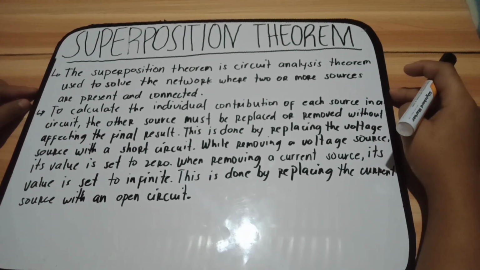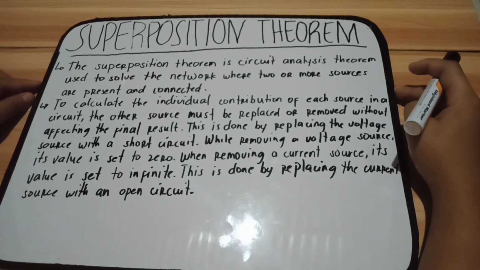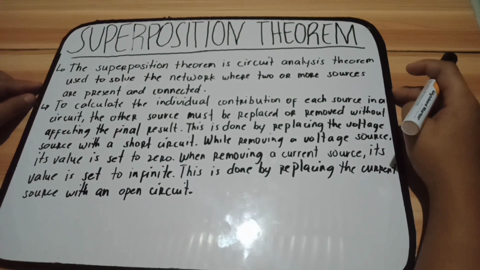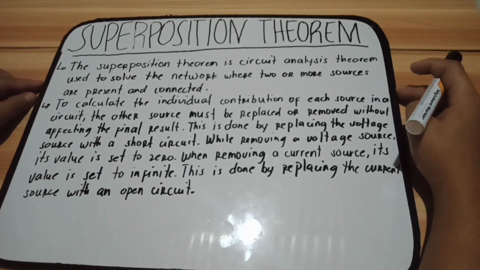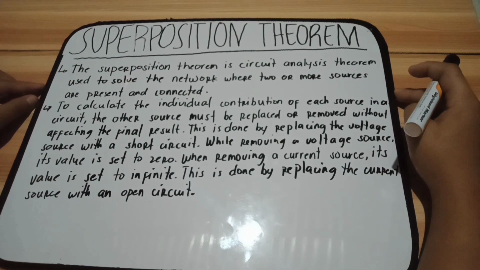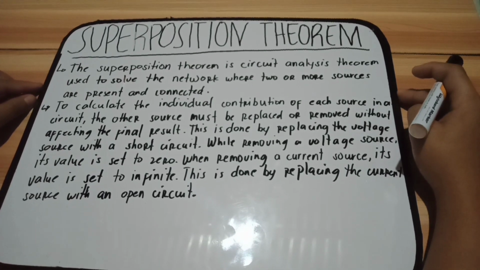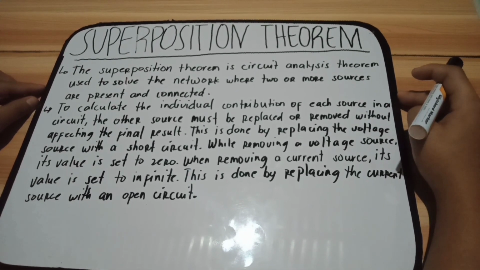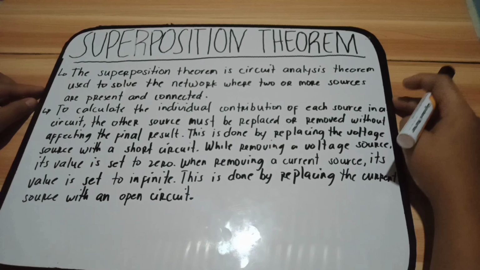This is done by replacing the voltage source with a short circuit. When removing a voltage source, its value is set to 0. When removing a current source, its value is set to infinite. This is done by replacing the current source with an open circuit.